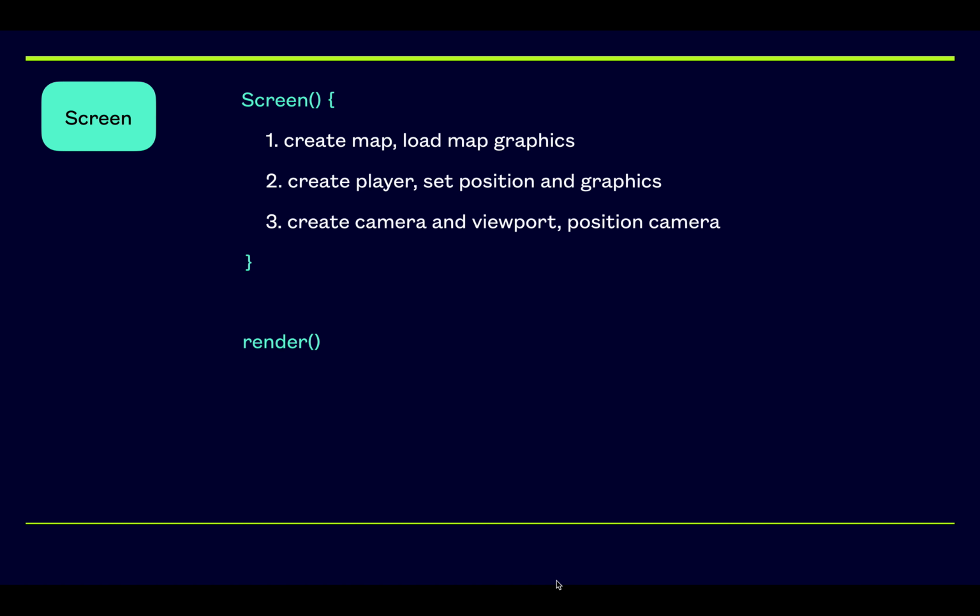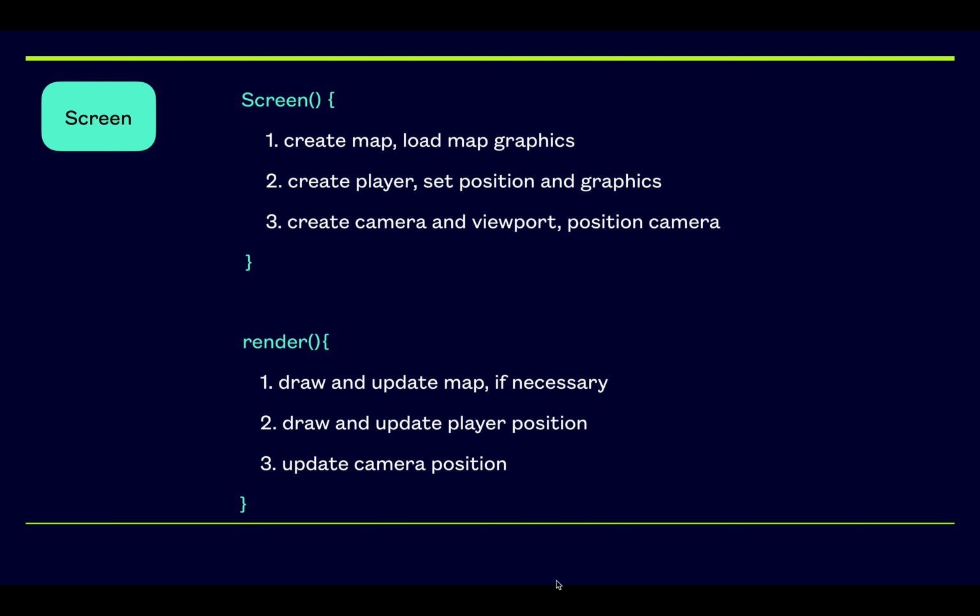After screen runs, which is the equivalent of create in the game, render is going to start running every so often, the same amount of times as game's render, but it's a different render. What do we want to do in this render? Well, we want to draw things on the screen. We want to update the map if necessary, if something happened. We want to draw and update the player position. So if you press the key, maybe the player needs to move. So here we update it. And then we update the camera position. So if the player moved and we're following the player with our camera, then we want to make sure that we move the camera to where the player is.